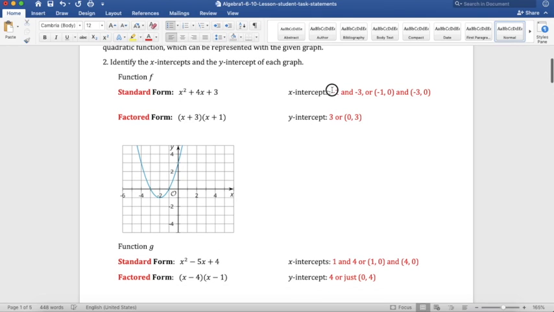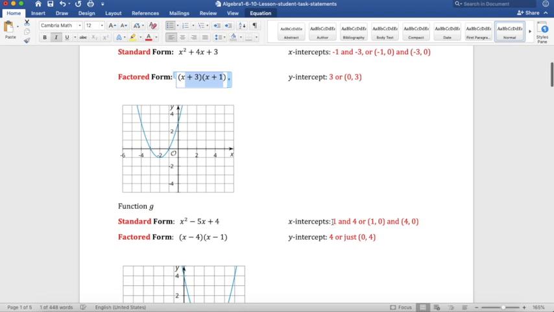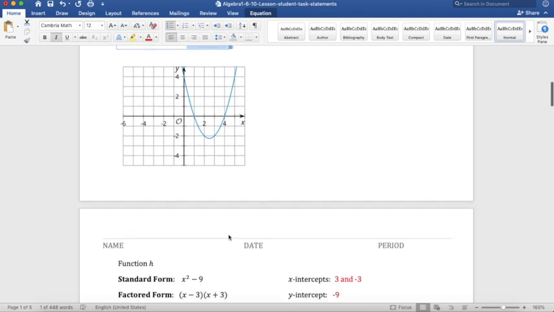My x-intercepts here are -1, -3. Are those in my equation? 3. That was the y-intercept, though. I have a +3 and a +1, so I'm close. Let's look down here. My x-intercepts here were a 1 and a 4, and in my equation I have, well, that was my y-intercept 4. I have a -4 and a -1, so it seems I have the opposites of my x-intercepts here.